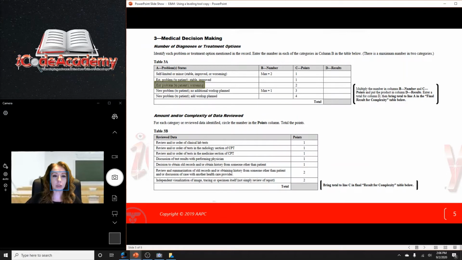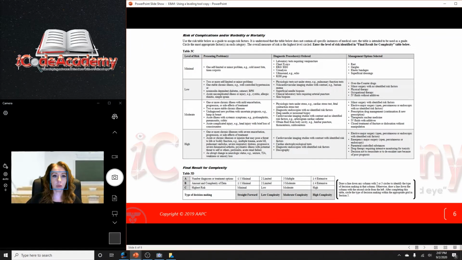So let's say for the purpose of discussion, we have a patient who has an established problem, but it's worsening. So here we want to make sure we are counting that or attributing it properly to the tool. So that is 1 problem there worth 2 points. And our overall score is 2 when it comes to the patient's problems. Moving down to the bottom box, we have the amount or complexity of data. So let's say the provider orders some labs. Those are worth 1 point, gives us a grand total of 1.